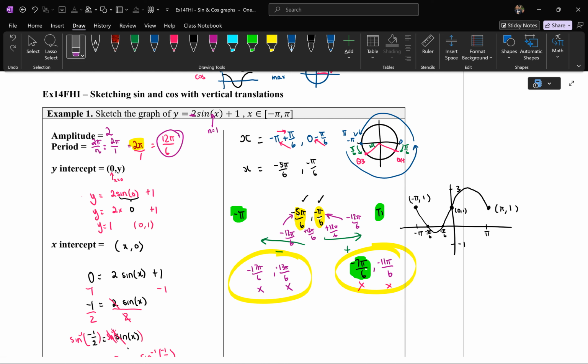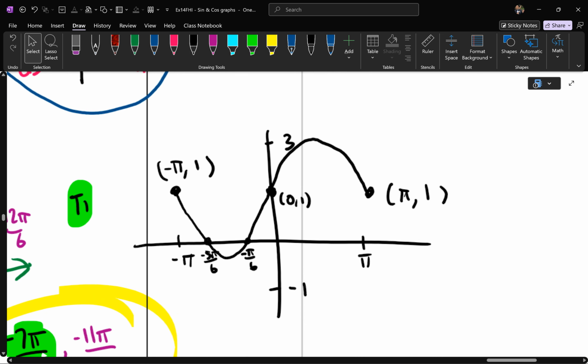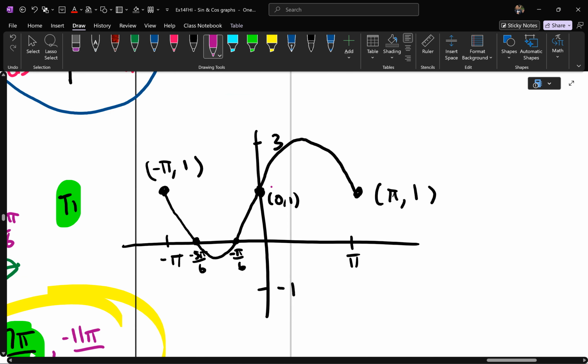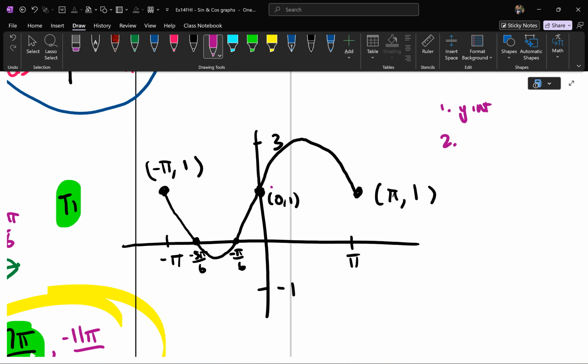Okay? But that's what I mean. There's a bit of logic as you're doing them. But why does this become hard? Because there are 3 things you've got to solve. 1, y-intercept. 2, endpoints. Especially when I move it left, right, up, and down. But in your case, you're only moving up, so it's easier.